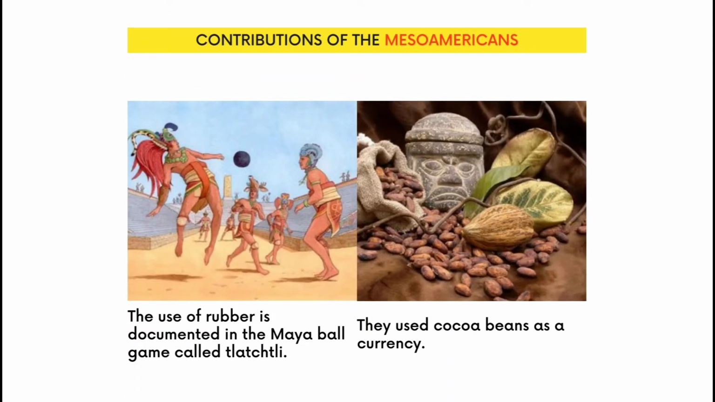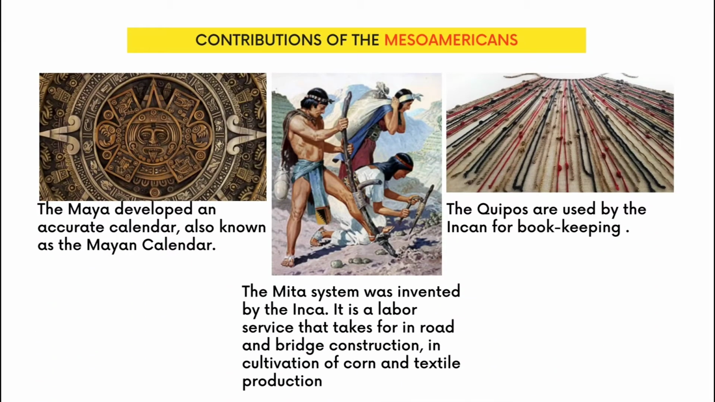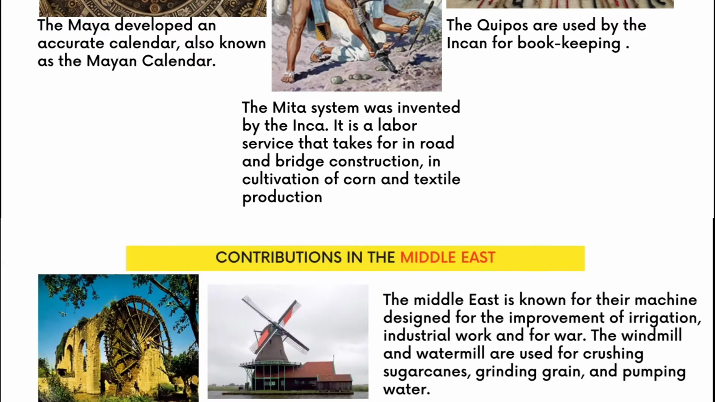The use of rubber is documented in the Maya ball game called Tlachtli. They used cocoa beans as currency. The Maya developed an accurate calendar, also known as the Mayan calendar. The Mita system was invented by the Inca. It is a labor service that takes form in road and bridge construction, in cultivation of corn and textile production. The quipos are used by the Incan for bookkeeping.